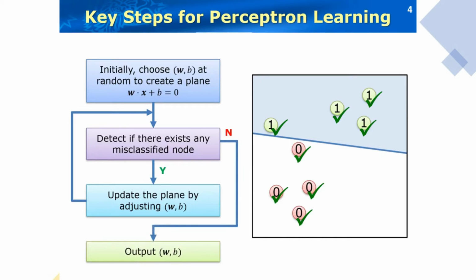This is the basic step for training the weights and the threshold values for the perceptron. Throughout the learning process, we see that there are two steps which are very important. One is how to detect if there exists any misclassified node. The other one is how to adjust the weights and the threshold value to update the plane. So, let's first look at the detection of misclassified points. But before detailing the detection method, let's first revisit some geometry.